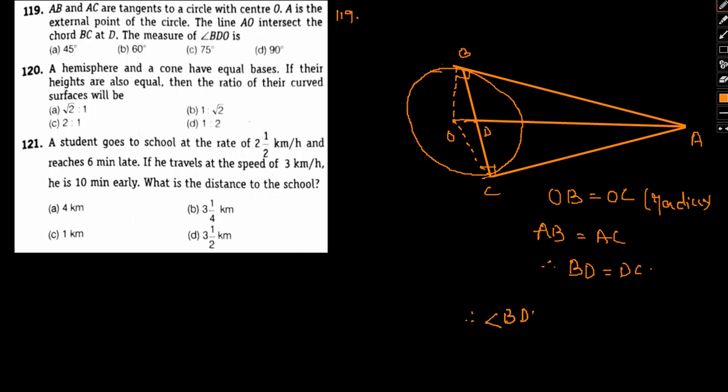So angle BDO will be equal to angle CDO. So BDO will be CDO, this and this. That would simply mean angle BDO plus angle CDO equal to 180, linear pair. Therefore angle BDO is equal to 90. Okay, option D is our answer. I hope this is clear. So having said that, let's move on to the next question, that is 120.